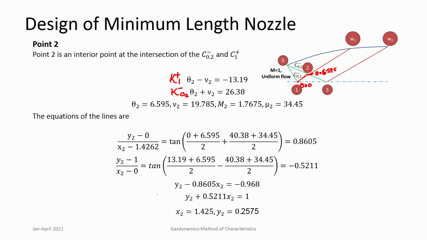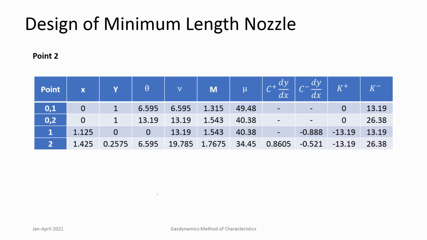So, 0 2 and 1 2. We know the values for 1, that is already known, and we know the value for 0. We substitute those values and we get the numbers now, x 2 and y 2. Okay. So, now this can be again put into the table. So, we can keep expanding the table. Now, point 2 is available.